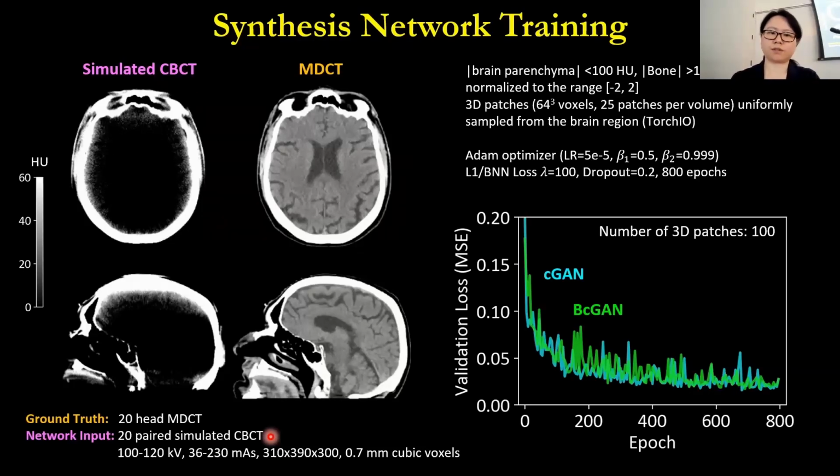The intensity of the input images are stretched within the brain parenchyma region and compressed in the bone region before normalization, because we care more about the soft tissue within the brain. We trained the network with 3D patches sampled from the brain region, and we use an Adam optimizer and a dropout rate of 0.2 for the training. Both CGAN and BCGAN were trained for 800 epochs to reach a similar level of validation loss.